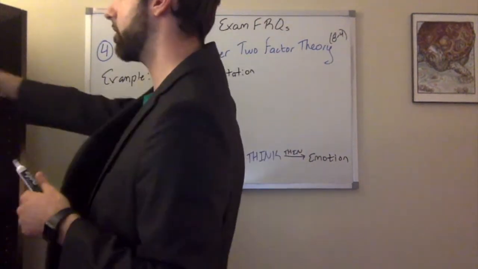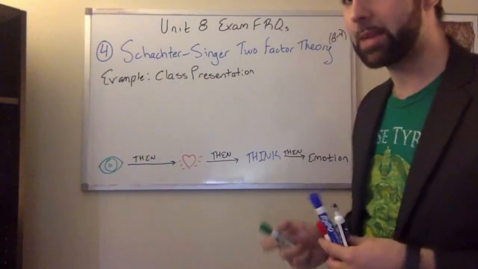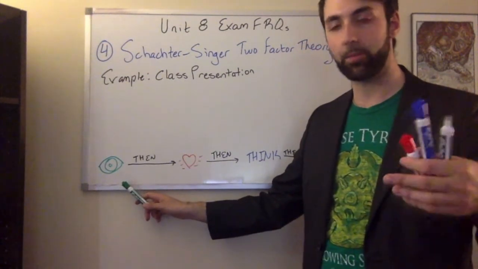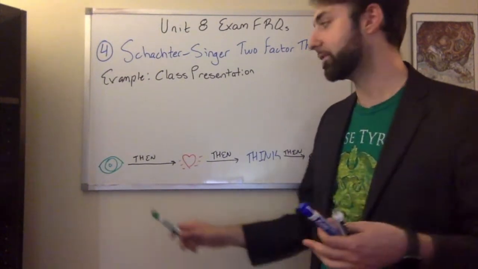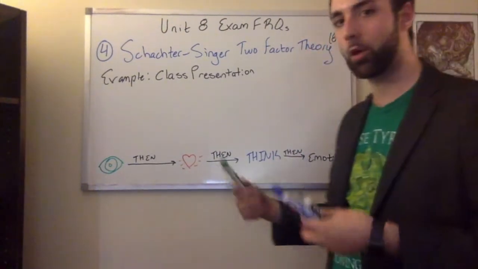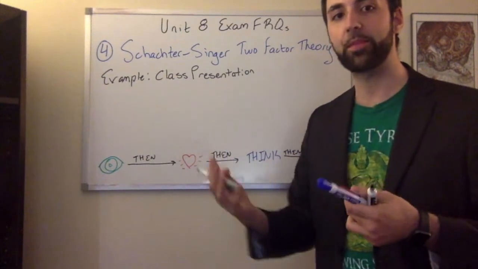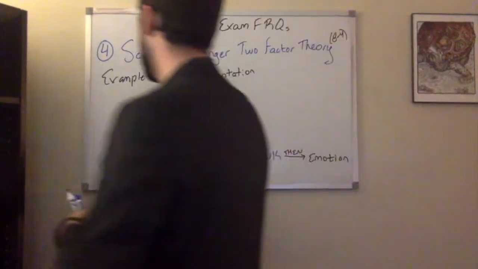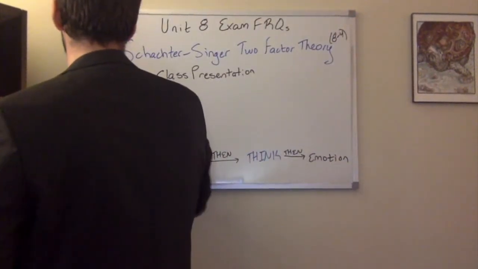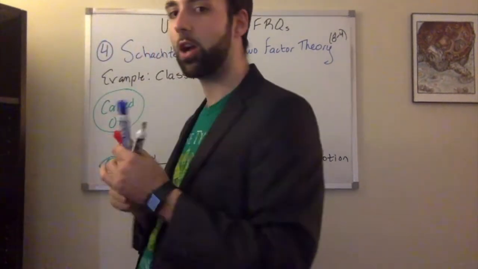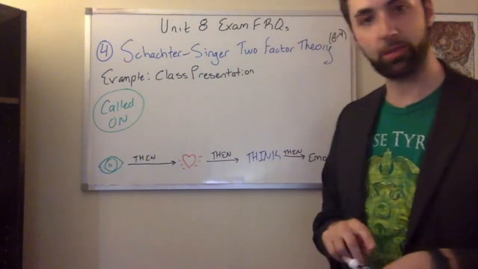The way this theory works is you encounter some type of stimulus. If you watched the video that corresponded to this concept map on Prezi, and I also included it on Google Classroom, you might recognize these symbols, but I'll overview them briefly for everyone again. The eye is supposed to represent some type of stimulus, encountering something. So I'm going to write over here, called on. That is the stimulus. A teacher has called on you to give your class presentation.